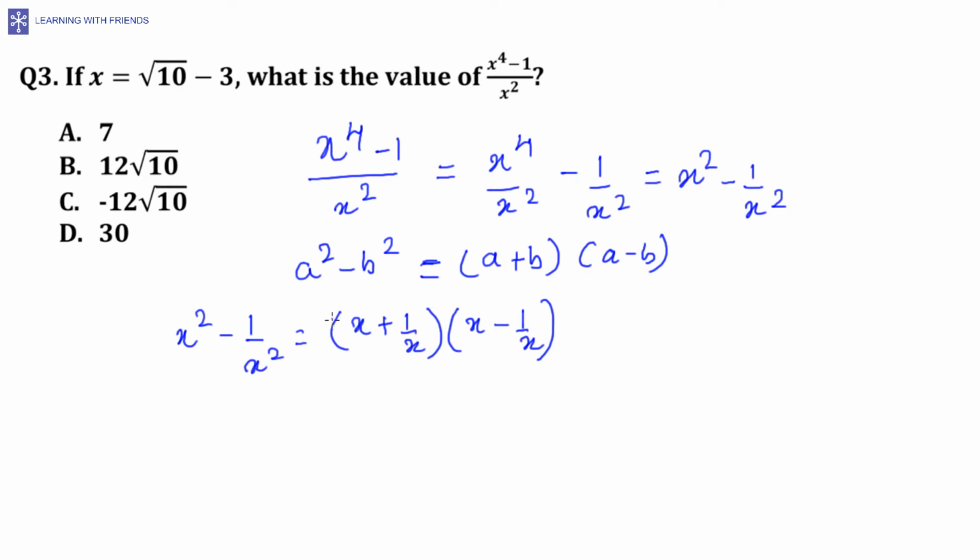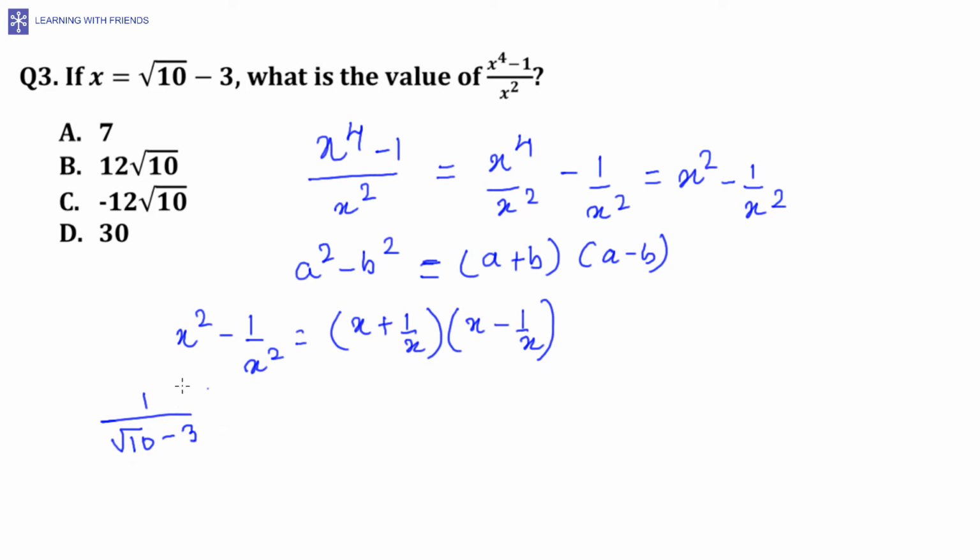So we already have x. If we can find 1 by x, then we can solve this quickly. So let's try and do that. So what will 1 by x be? 1 by under root of root 10 minus 3.